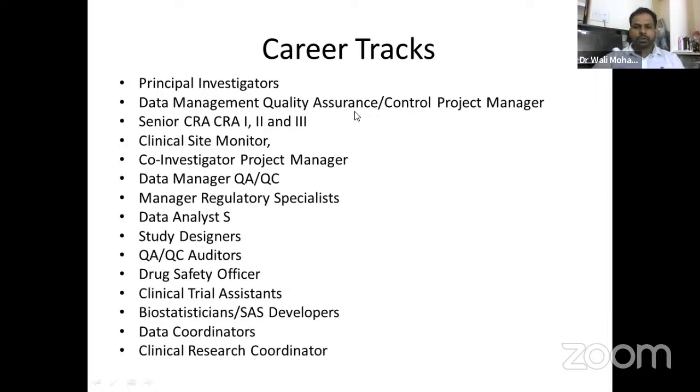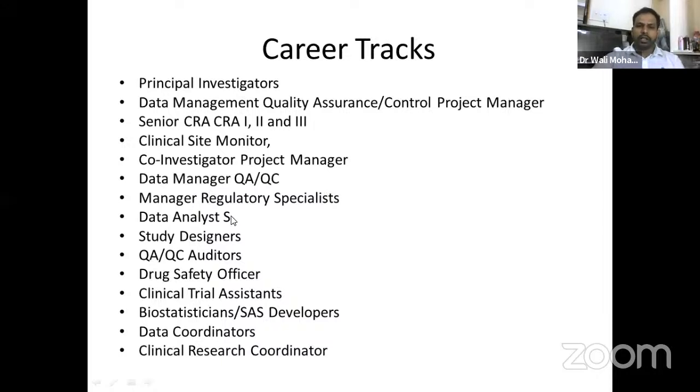So data management, quality assurance, quality project manager, you could be. Once you start as a clinical research coordinator at the site, you will learn things at the site level, and slowly you can move to clinical research associate, who is hired by a sponsor company and is given different sites. You need to select the site, monitor the site, and inspect whether the coordinators and doctors are working according to the protocol. All this is done as a CRA 1, 2, 3; these are the grades. Clinical site monitor is another job profile.